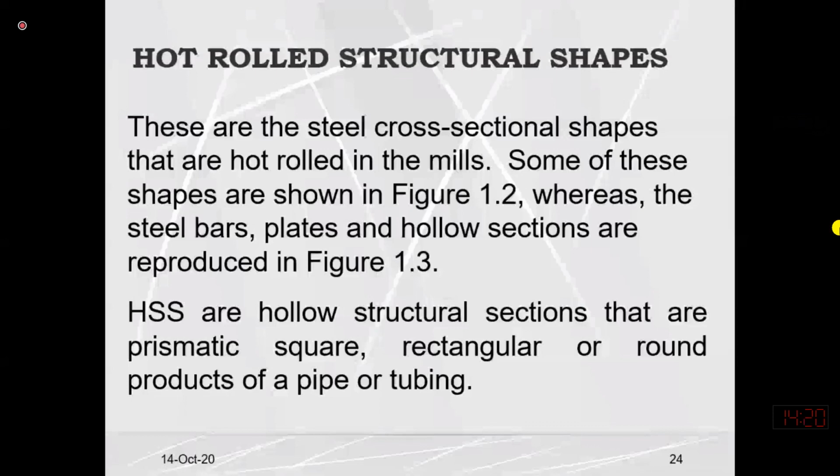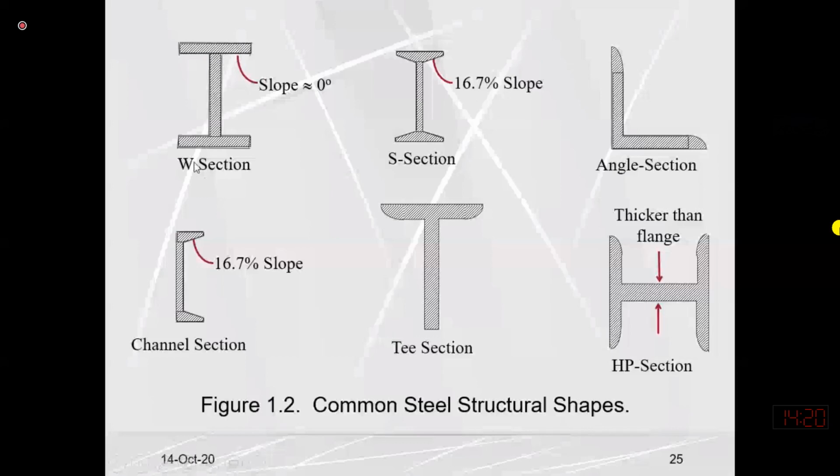These are the different shapes or types of sections which are available in the market. For example, this section is referred to as W section. Sometimes it is also called I section or wide flange section. In this section, the angle between web and flange is exactly 90 degrees, and the bottom face is at 0 degrees, a flat surface. So this is called W section.